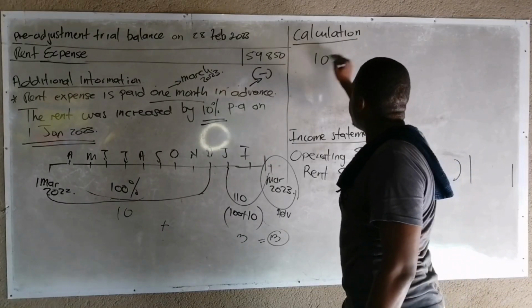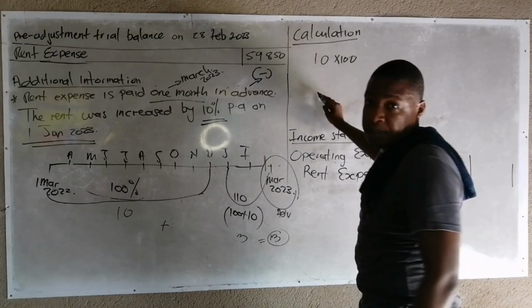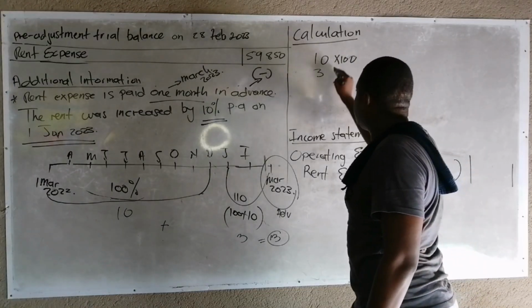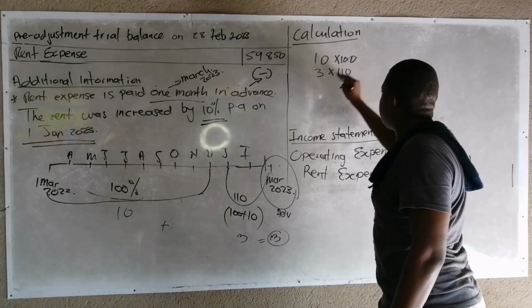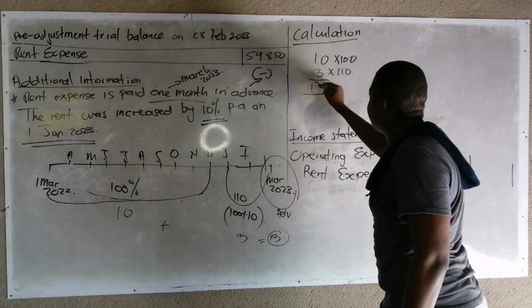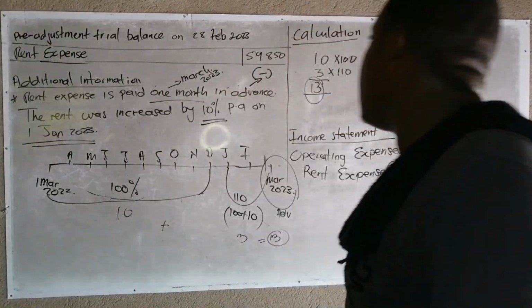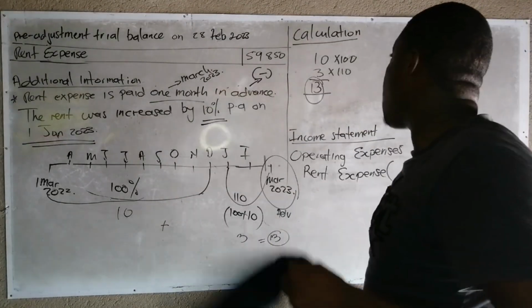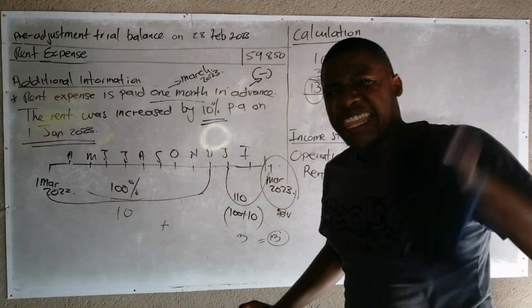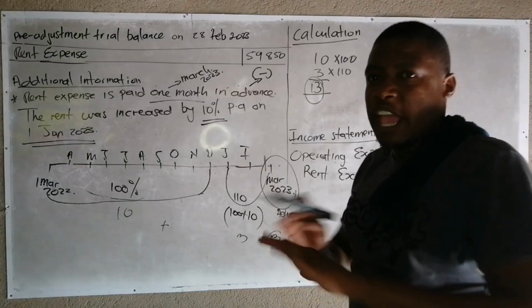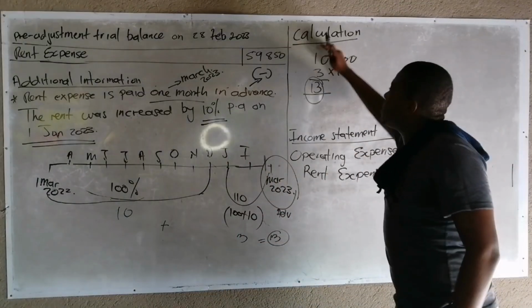So for the first 10 months, the rent was 100%, and for these 3 months, the rent was how many percent? It was 110%, guys. So if you add this, it will give you 13 months. So you should ensure that you calculate your dates carefully, because once you miss anything from the date section, then everything is wrong, guys. Then you see now it balances.